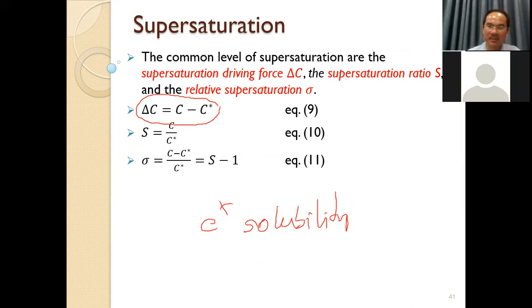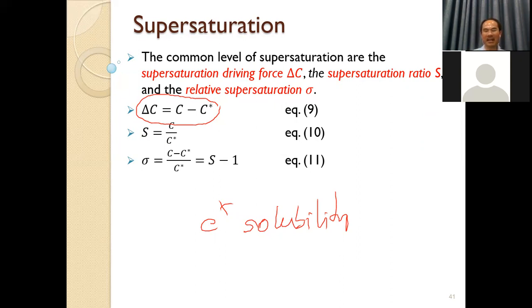And maybe you can express it in terms of the supersaturation ratio, S, which is C over C star. For crystallization to occur, delta C should be greater than 0, and S should be greater than 1. If S equals 1, C equals C star, there is no crystallization because it's saturation. If C minus C star is a negative value, there is no crystallization because it's under saturation.